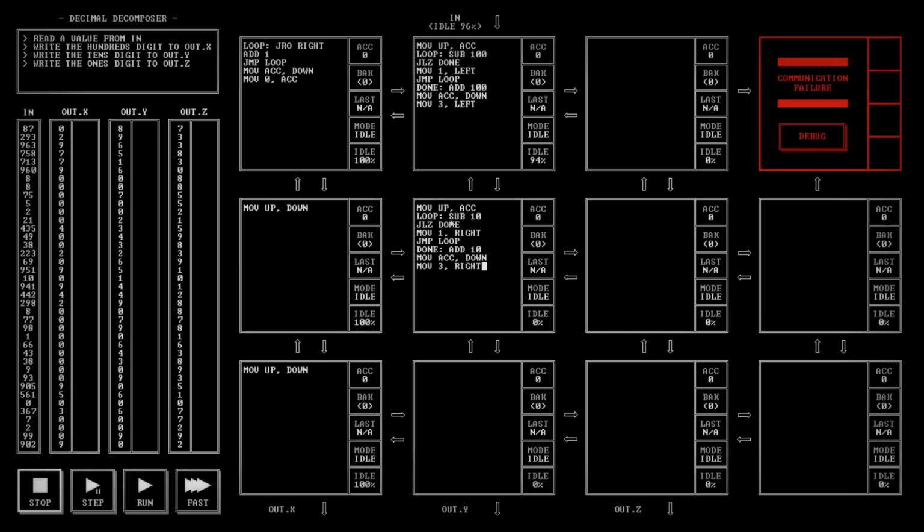So that becomes that. So sub 10, JLZ done. You become this. Add 1, jump loop, move back down. You don't even want to actually... No, hang on. No, this works. So if right becomes down and down becomes right, then this actually all fits, doesn't it? I feel like it might.